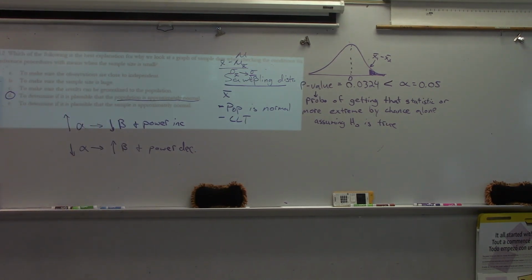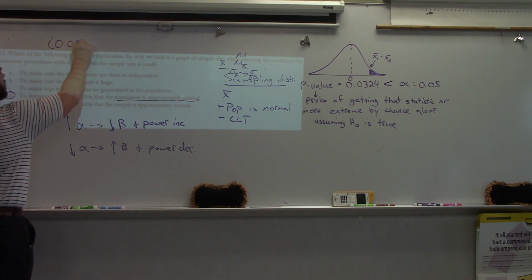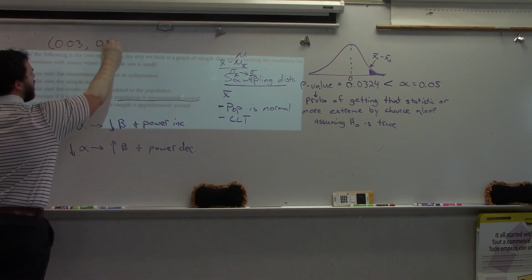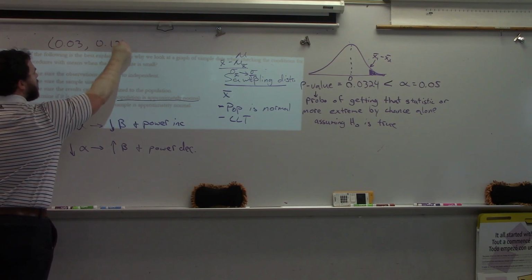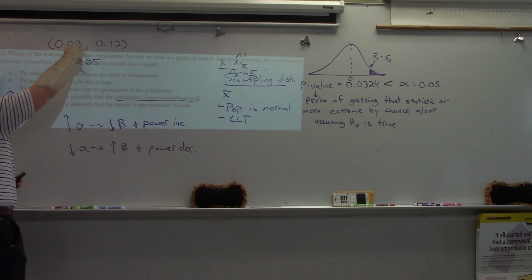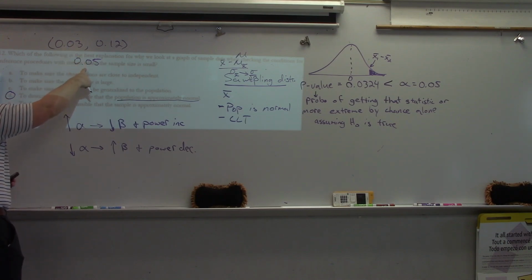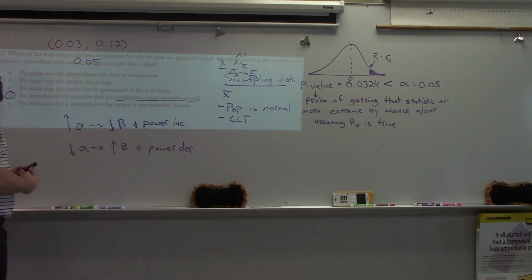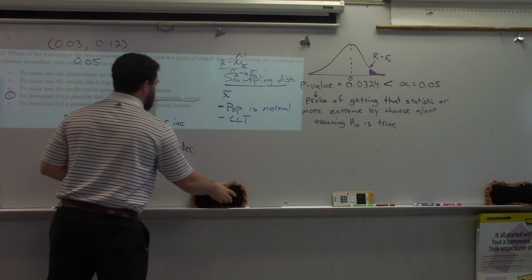Yes, Bryson? Can you explain plausible again? It's just possible. That's all it means. If you say something's plausible, it's possible. That's AP stats. So when we say 0.03 to 0.12, 0.05 is a plausible proportion in that confidence interval. Do I know that the true proportion is this? No. But it's a plausible one because it's possible. That's all it means.